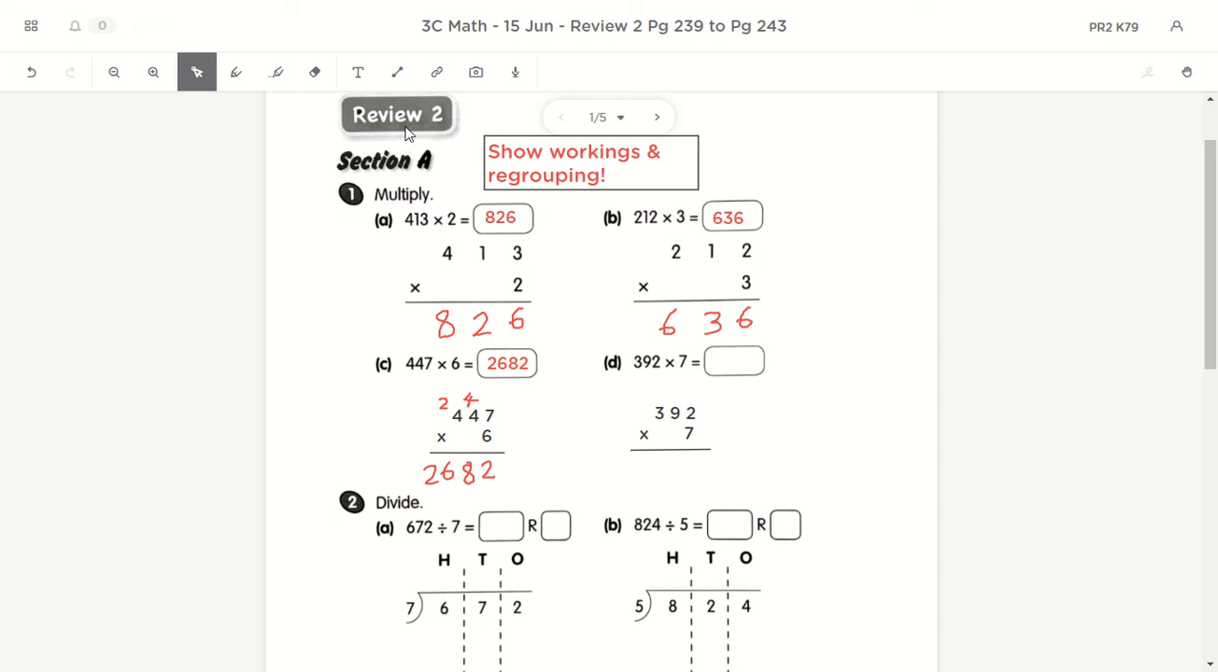Okay, and for the next one, 7 times 2, 14. Regrouping 1. 7 times 9, 63. 63 plus 1, 64. And then 7 times 3, 21. 21 plus 6, 27. So it's 2744.